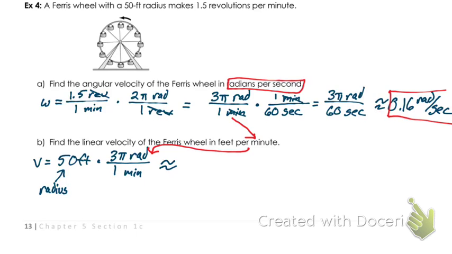About 150? It'd be 150 pi. We just have to multiply it by pi. Yeah, 471.24. Sure. 471.24 feet per minute.